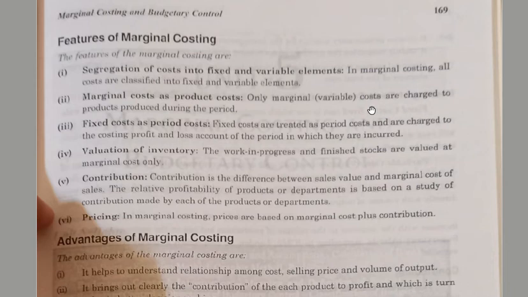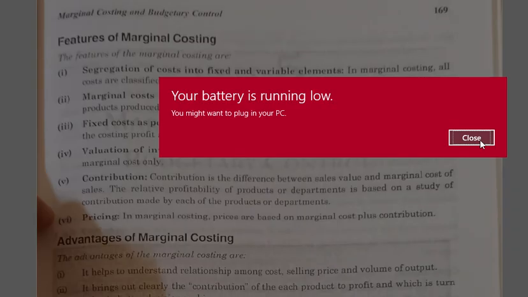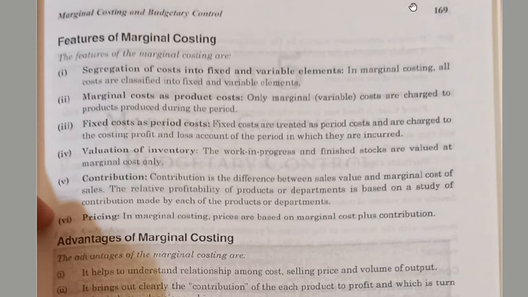Fixed costs are treated as period cost, meaning for an entire month you will pay a rent, so that becomes a fixed cost, a period cost, and is charged to the costing profit and loss account of the period in which it is incurred. Value of inventory: the work in progress and finished goods are valued at marginal cost only. And the contribution is nothing but the difference between the sales value and the marginal cost of sales.